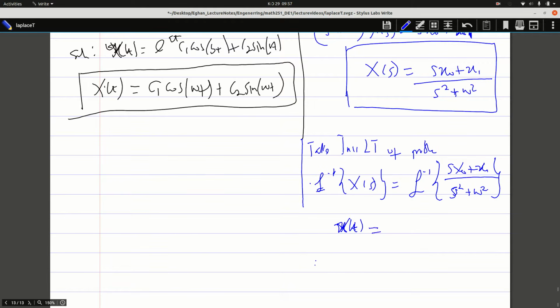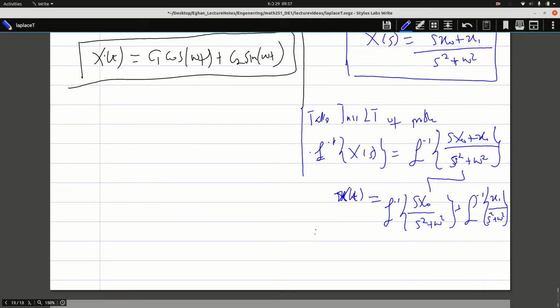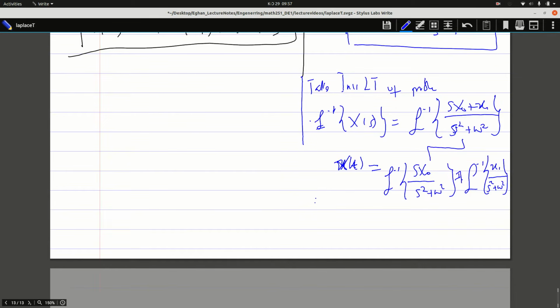But what about this part? This part is in two forms. Because it's addition, I have the inverse Laplace of x naught s over s squared plus omega squared, and I have the inverse Laplace of x1 over s squared plus omega squared. So I've explained why I'm splitting. It's as if I'm dividing through the terms.